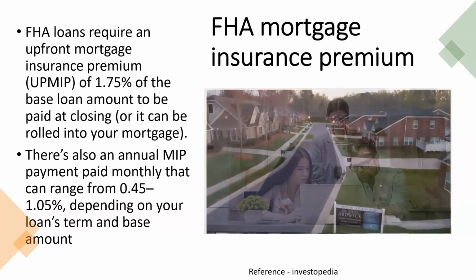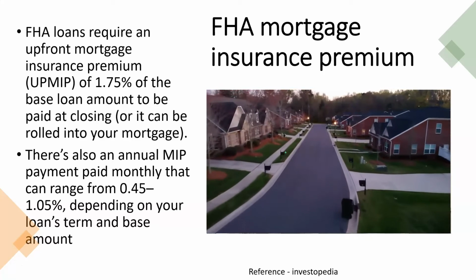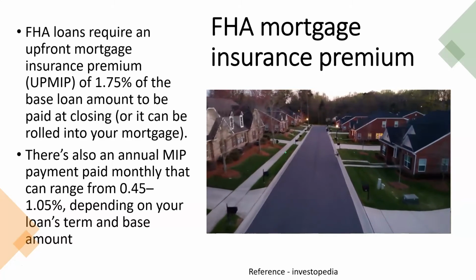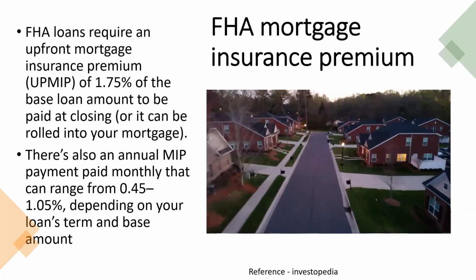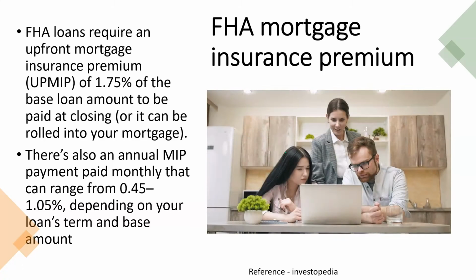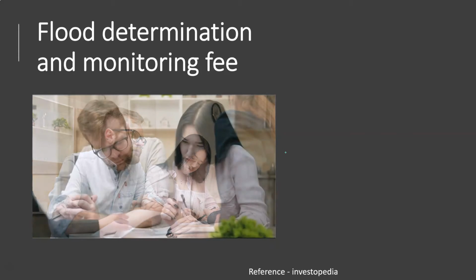So there's also an annual MIP payment paid monthly that can range from 0.45 to 1.05%, depending on your loan's term and base amount.